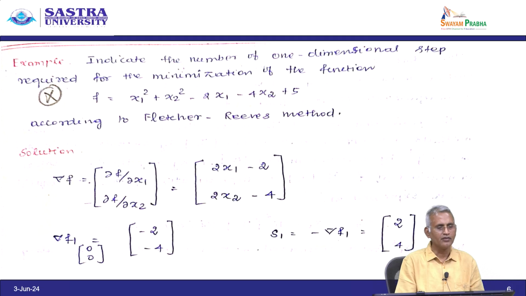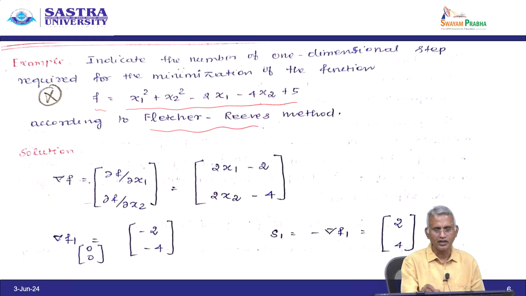So, this is the next problem. Indicate the number of one dimensional steps required for the minimization of the function f equal to x1 square plus x2 square minus 2x1 minus 4x2 plus 5.